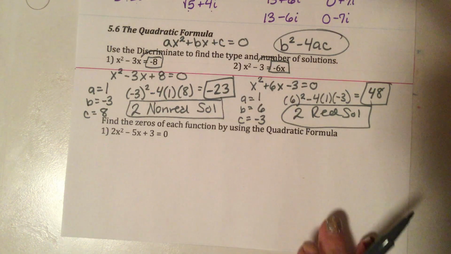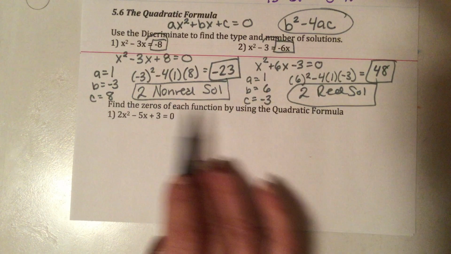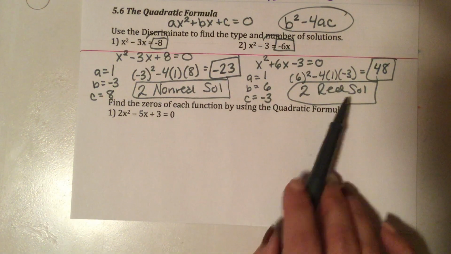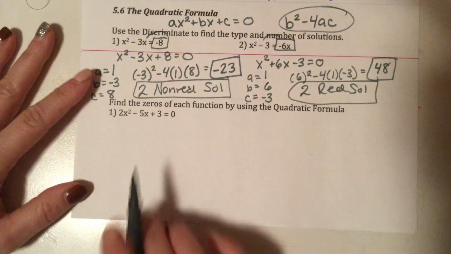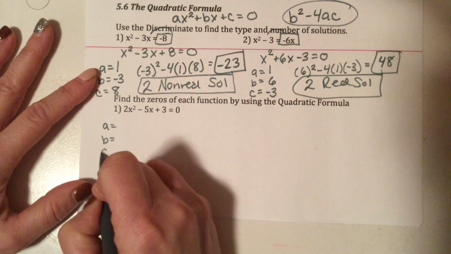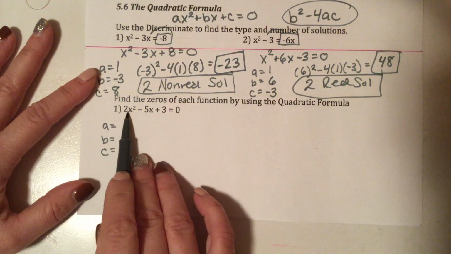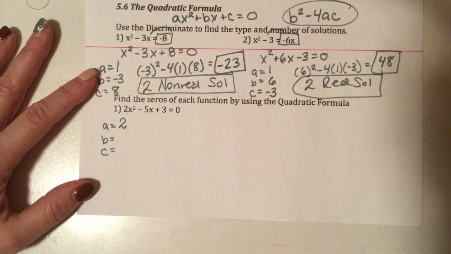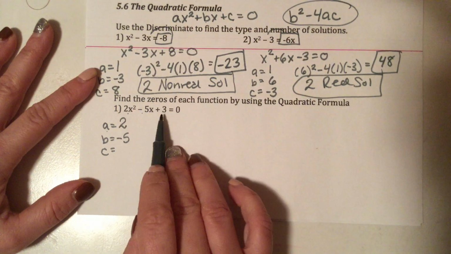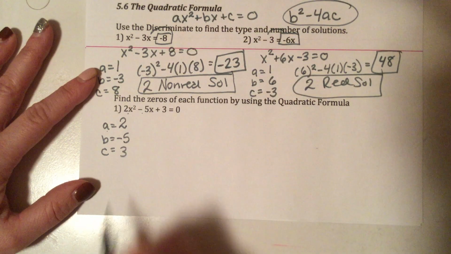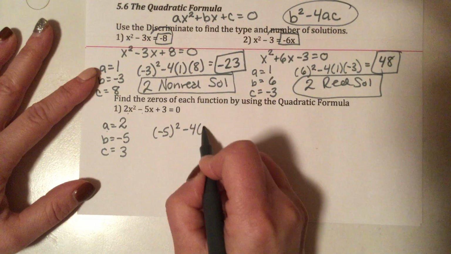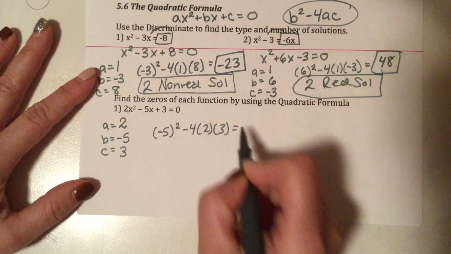Now the last thing that you'll see on the quiz is actually finding the zeros using the quadratic formula. So this is the first step. Then we just go ahead and we find those solutions. This time it's set equal to 0. A equals, B equals, C equals. A is always the number in front of your squared term. It's a 2. B is the number in front of x. It's a negative 5. C is the number at the end. It's a 3. So b squared minus 4 times A times C.